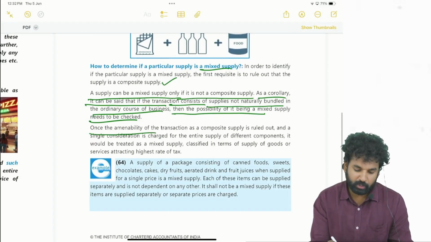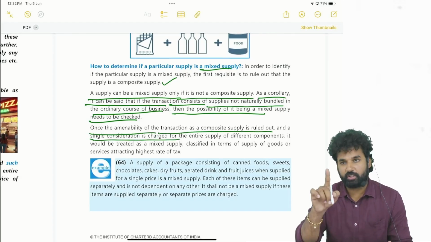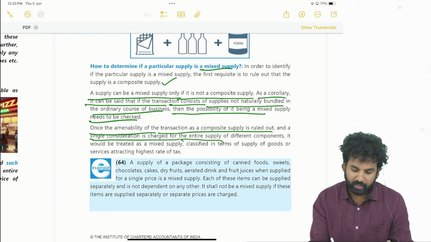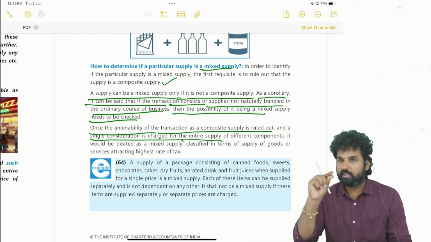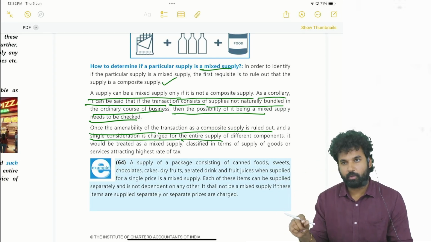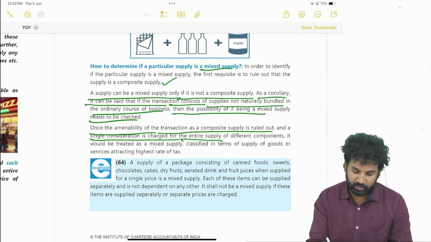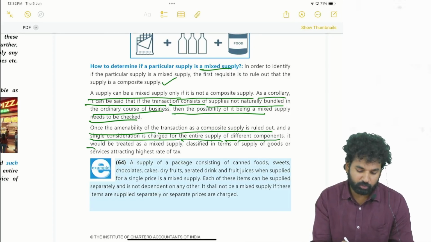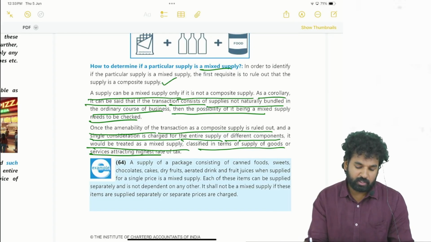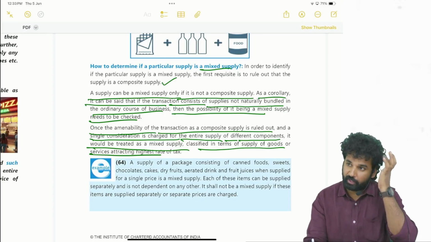Once the amenability of the transaction as a composite supply is ruled out and a single consideration is charged, a single price shall be charged for the entire supply. That means each and every service or each and every good should not be charged separately. As a whole it shall be charged. The entire supply of different components would be treated as mixed supply, classified in terms of the supply of goods or services attracting the highest rate of tax.